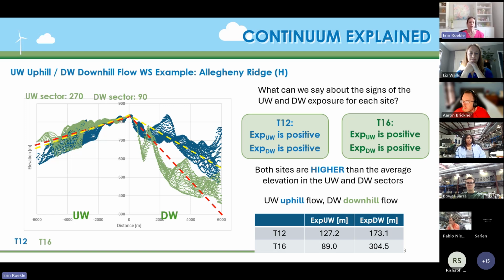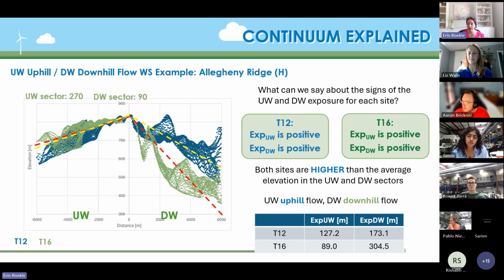So in the upwind sectors, we're going to have uphill flow. So we're going up the hill to our site that's at the very top of that ridge line. And then in the downwind sector, we're at the top and we're going to be having downhill flow. So our little blob of air is going to be traveling downhill in that specific sector.